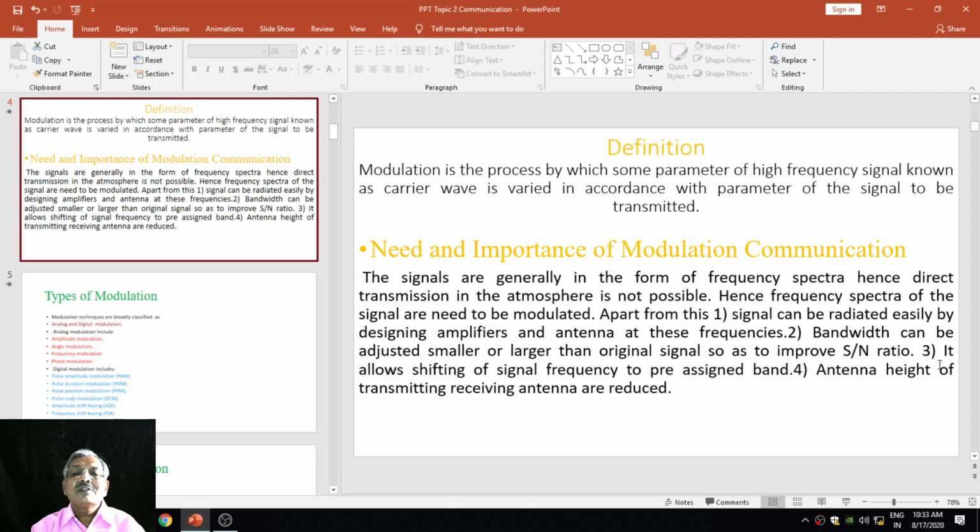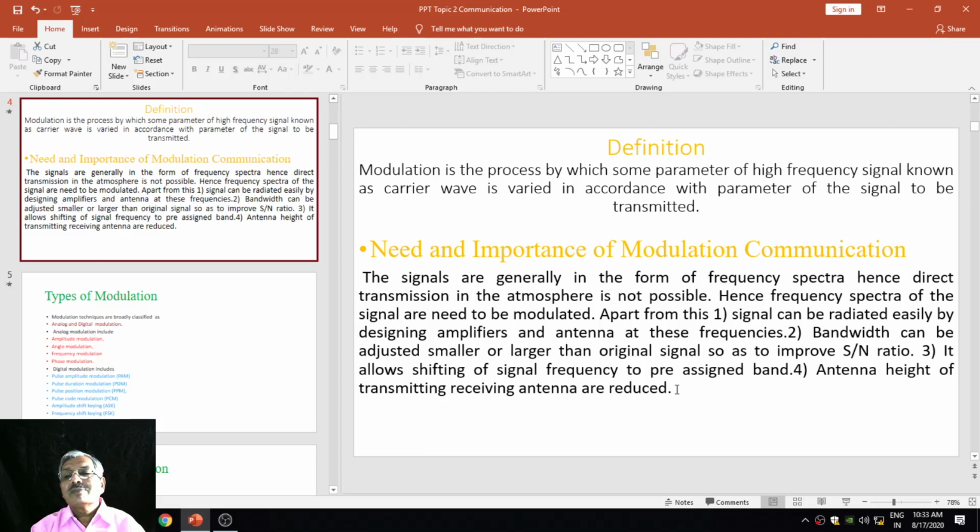The third one is that it allows shifting of signal frequency to a pre-assigned band. Because of modulation only, you can shift the signal to a required assigned frequency band. And the last one, which you already studied in the last topic, is that because of modulation only, the height of the transmitting and receiving antennas is reduced.